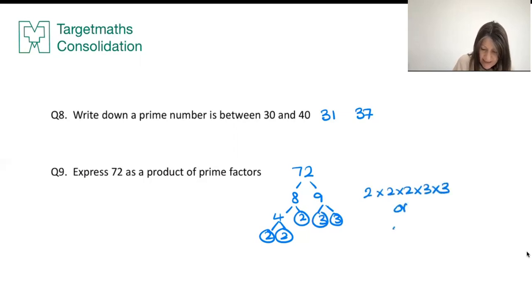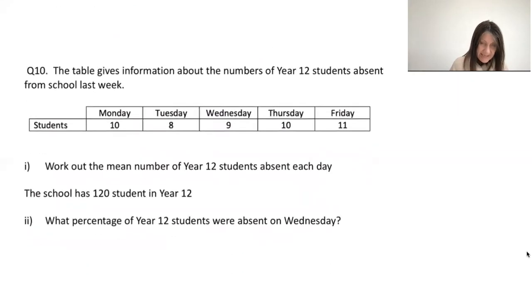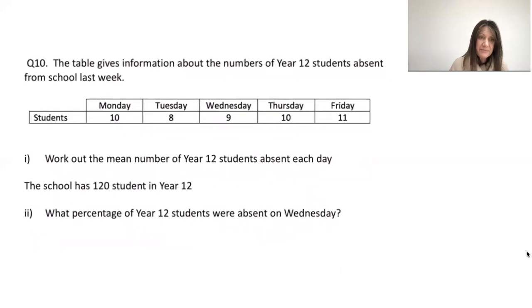Or you can express it in powers like so. So this is your working out. If you stop here, you won't get all your marks. This is the way that you write it because product means times. So they're really asking you to show that times sign. Okay. Right. Question 10. There you go. Hit pause and press play when you are ready.